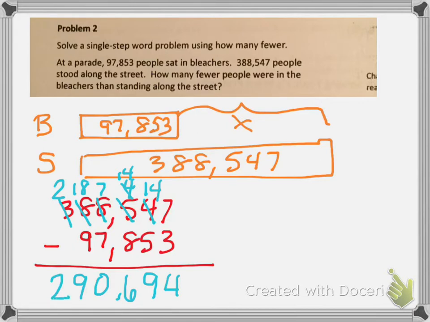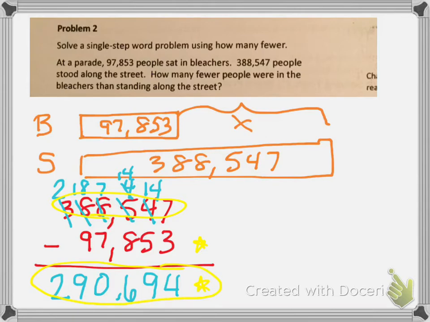290,694. I'm looking at my notes and I can see that we did a good job and we got it correct, so I'm not going to do my check. But if you were going to do a check, you would add those two numbers together to try and get the total, the whole. Okay, so this is the difference. This is the number that we figured out.